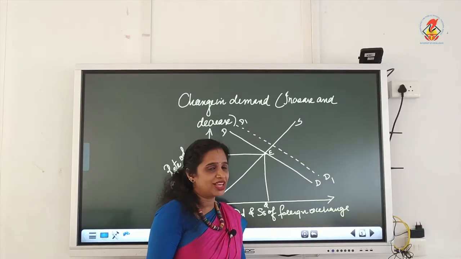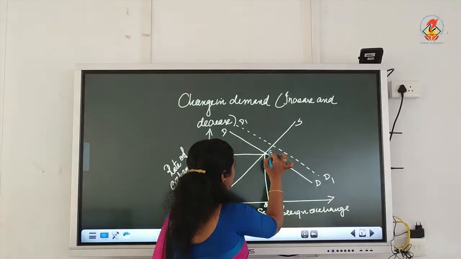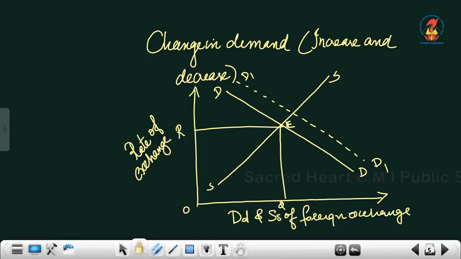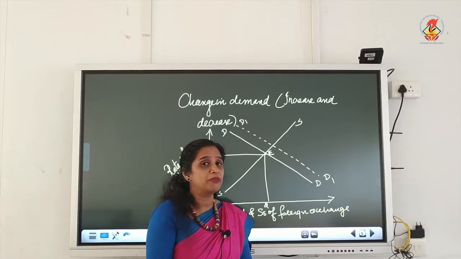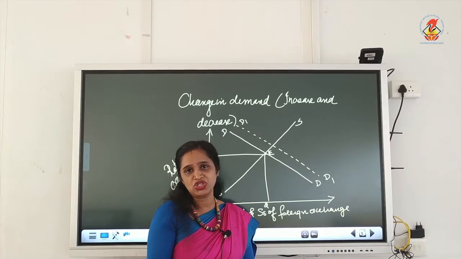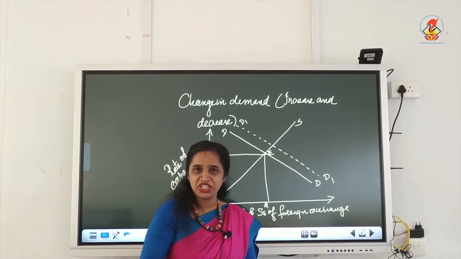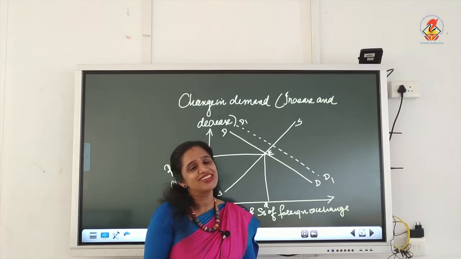Now, you can see the equilibrium point, which is the initial equilibrium point, is now getting disturbed. It has now changed to the new equilibrium point, and you can see that the supply curve is remaining constant here. We are not changing the supply. The only change is happening with the demand curve.